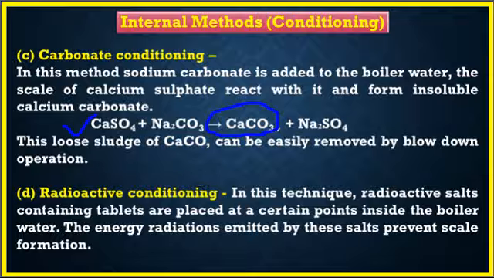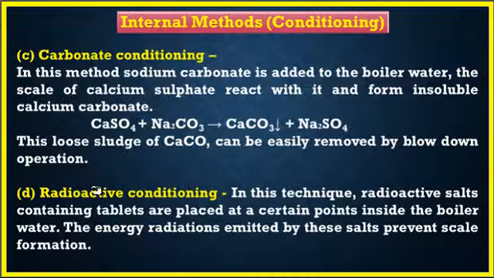carbonate. And we know that calcium carbonate is responsible for scale formation in low pressure boilers, but we are using this conditioning in the high pressure boiler only. So in this way, the sodium carbonate converts the scale forming salt calcium sulfate in high pressure boiler to the calcium carbonate. Calcium carbonate does not form a scale in the high pressure boiler, so it can be removed easily by the blow down operation in the high pressure boilers.